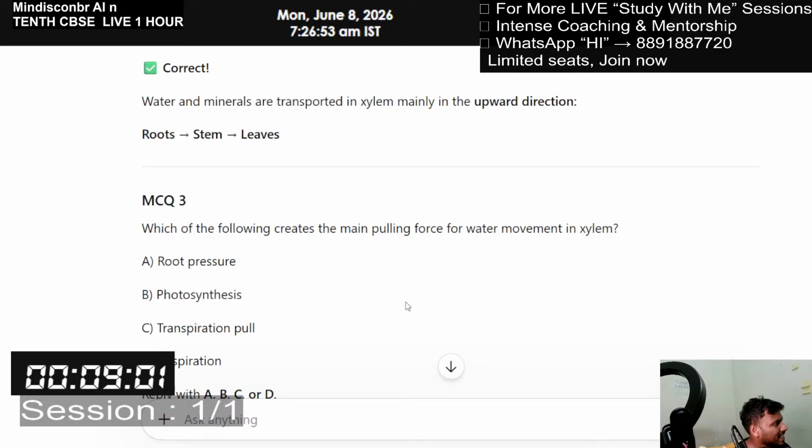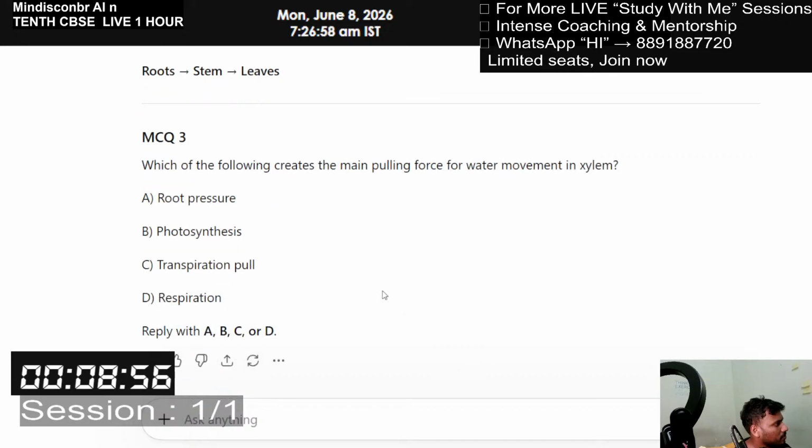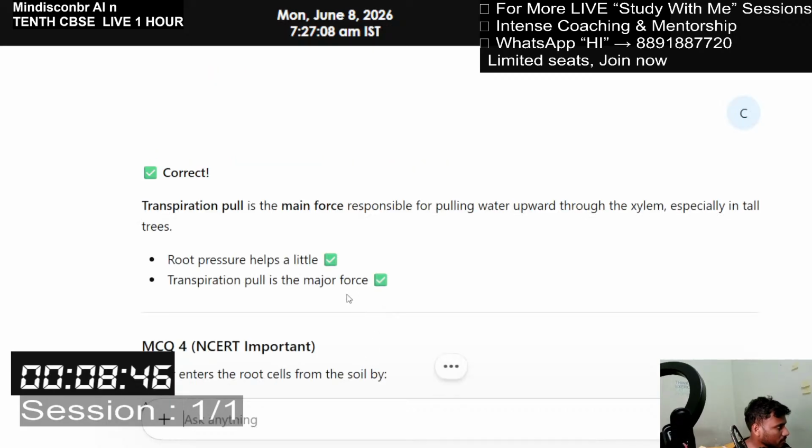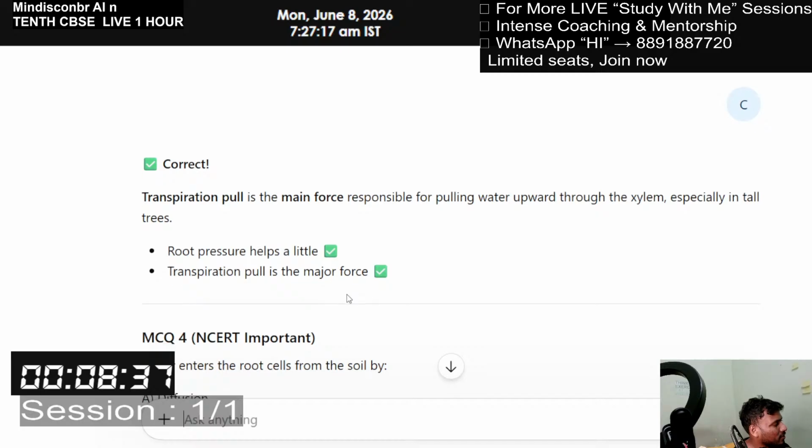Which of the following creates the main pulling force for water movement in xylem? Transpirational pull. Transpiration pull is the main force responsible for pulling water upward through xylem, especially in tall trees. Root pressure helps a little. Transpiration pull is the major force.